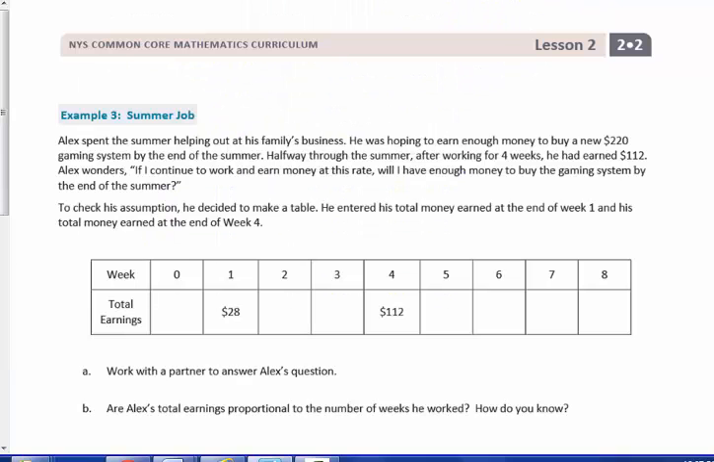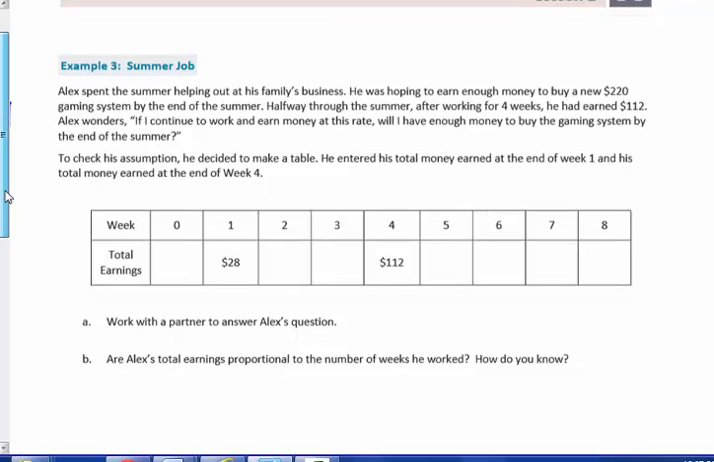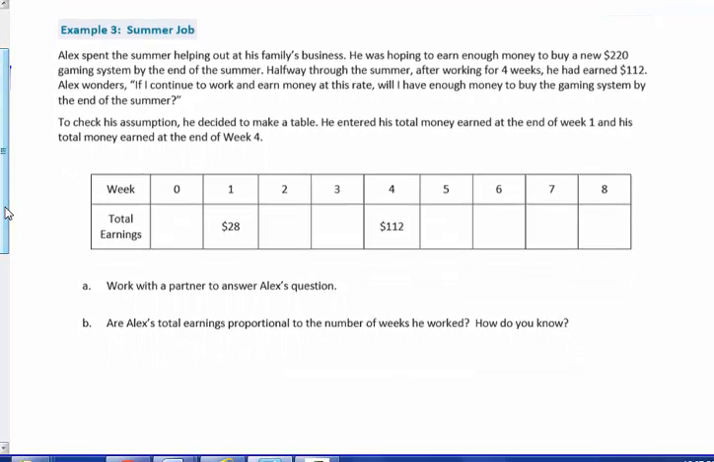Next, the bottom part of your page. Example 3, you have a summer job. Alex spent summer helping out his family's business. He was hoping to earn enough money to buy a new $220 gaming system by the end of the summer. Halfway through the summer, after working for 4 weeks, because summer's usually 8 weeks, he had earned $112. Alex wonders, if I continue to work and earn money at this rate, will I have enough money to buy the gaming system by the end of the summer?